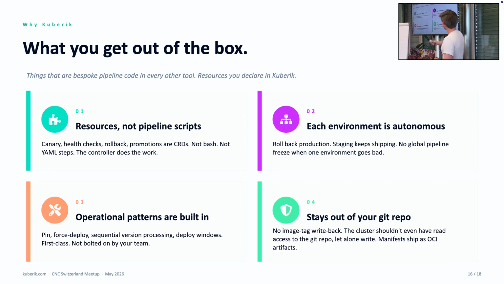So what you get out of the box are real resources, not pipeline scripts. Each environment is autonomous. It cannot be broken by other environments. Operational patterns are built in, so that's really important. And I really like this one: it stays out of your Git repo. You just need to deploy OCI images, and you don't need to clone your Git repositories in production anymore.